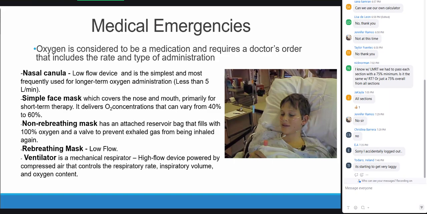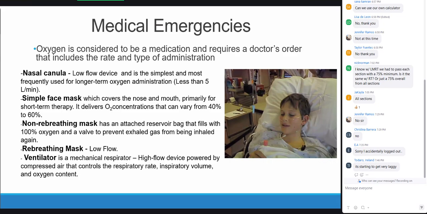A simple face mask can be used, covers the nose and mouth. This is typically for short-term therapy. The O2 concentrations can vary from 40 to 60%. Then we have the non-rebreather, which has a bag that fills with 100% oxygen and a valve to prevent exhaled gas from being inhaled again.